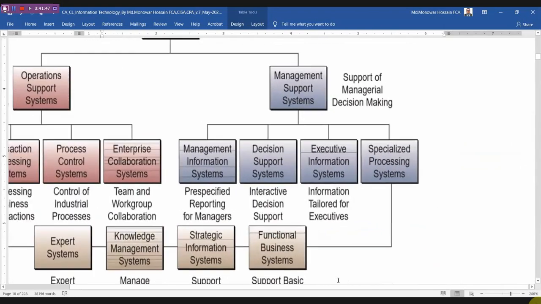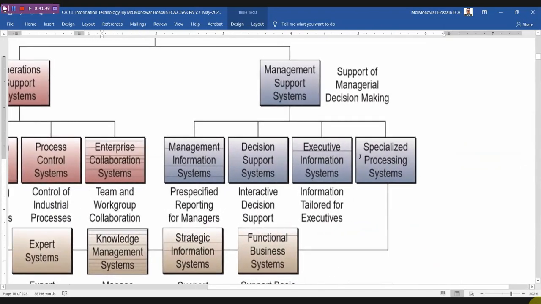In the same way, the management support system also has four types, mainly three here. The management information system, we know it as MIS, that means expected reporting for managers. The decision support system, interactive decision support. And the executive information system, EIS, information for executives, that means top level management.